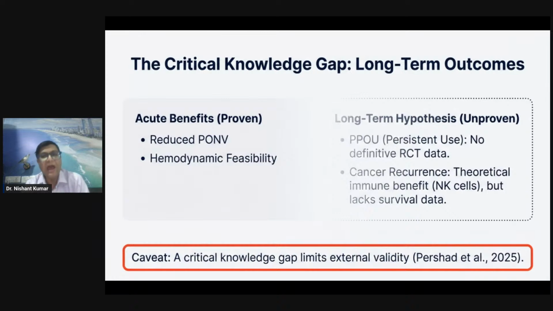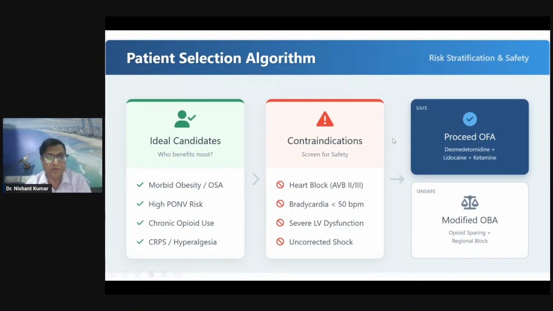Although some studies have shown that it is better than giving opioids, we are still lacking data, and probably in a few years from now we would be able to definitely say whether opioids do have a role in cancer recurrence, and whether opioid free will prevent cancer recurrence or not. So it is yet to be seen.